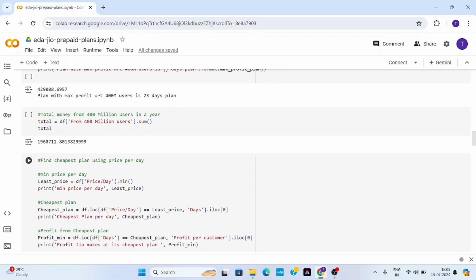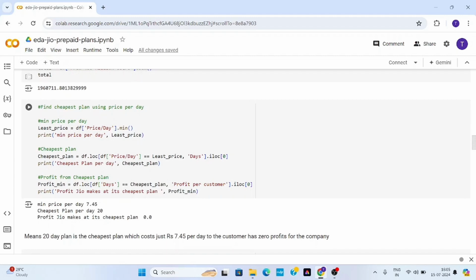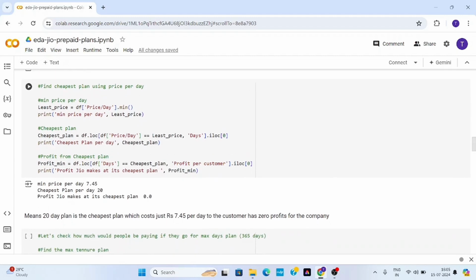Next, I'm going to calculate the total money from the 400 million users in a year, which means I'm going to add all the rows from the 400 million users column. By adding those, I'm getting around 19,60,711 rupees. Let's consider how much profit they can take from that. These are the basics. Next, find the cheapest plan using price per day.